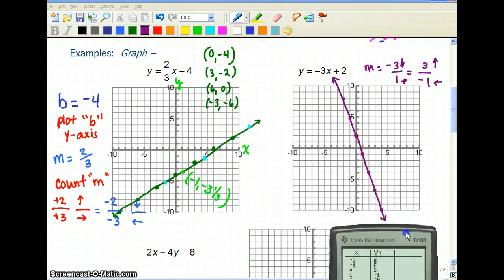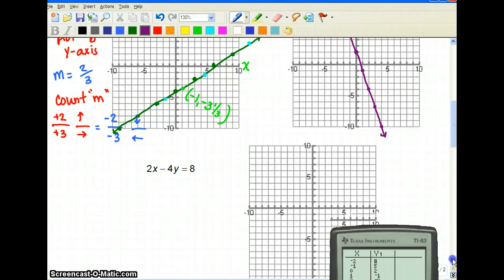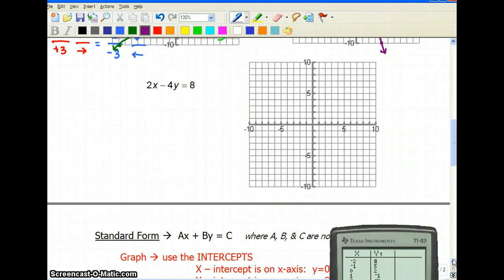All right. Moving on. Okay, now what's the trouble with this problem? The trouble with this problem is it's not in the form y equals mx plus b. So you need to put it in that form. If you want to use that to solve or to graph, you have to be in that form. So we need to get the y by itself.